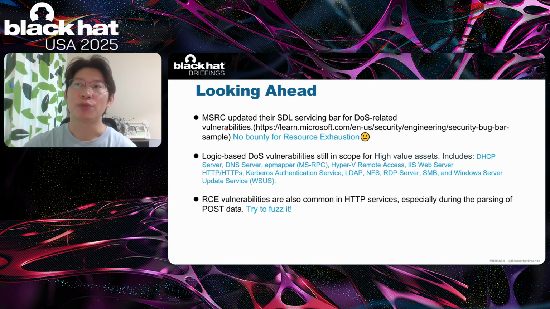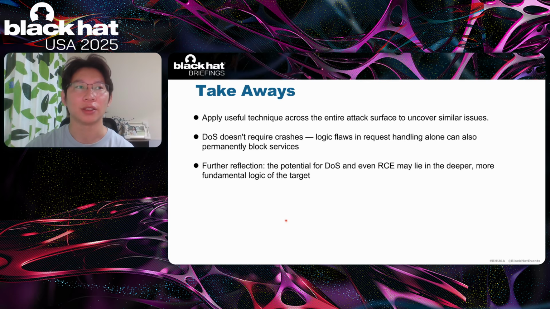Finally, let me briefly summarize. First, MSRC updated their SDL servicing bar for DOS-related vulnerabilities, so no bounty for resource exhaustion bugs. Second, logic-based DOS vulnerability is still in scope for high-value assets, including these targets. Third, RCE vulnerabilities are also common in HTTP services, especially during the parsing of the post data, so try to fuzz it.